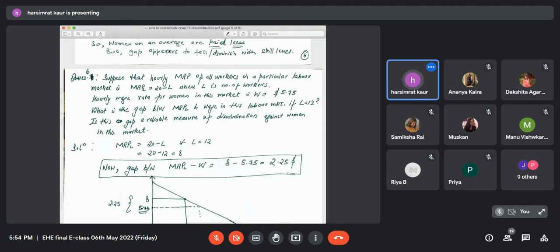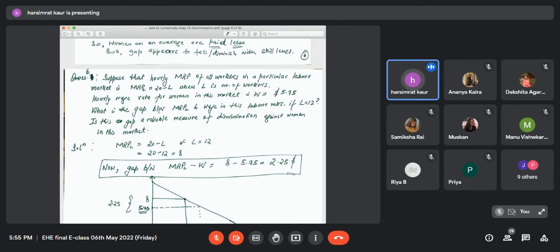Suppose that the hourly MRPL, marginal revenue productivity of all the workers in a particular labor market, is given by this equation: 20 minus L, where L is the number of workers. Now again, the hourly wage rate is given for the women in this market, which is W equal to $5.75. So guys, this is already given to you.